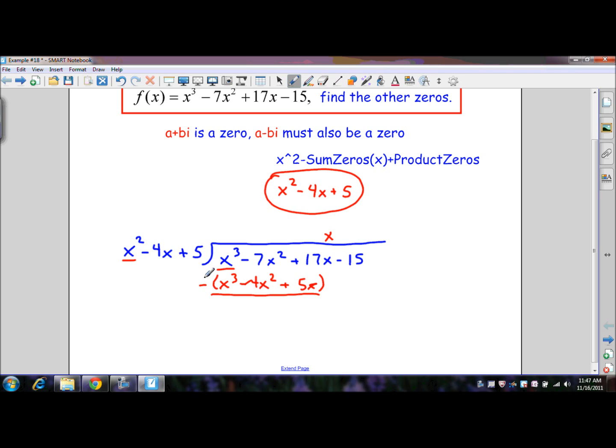x times negative 4x is negative 4x squared. And then x times 5 is 5x. Now you always have to be careful. When we are going vertical on long division, I must subtract. So always be careful with your signs when you're doing this. So the x cubes cancel. Negative 7x squared, this would become plus 4x squared, gives me negative 3x squared. And then I have 17 minus 5, gives me 12.